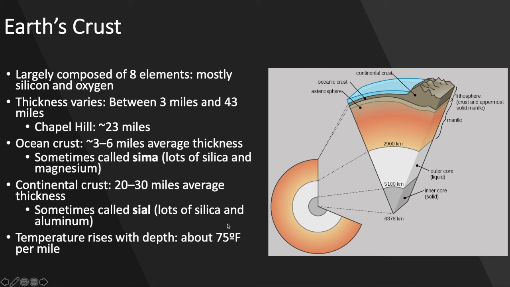The temperature rises as you go down with depth. For every mile that you descend through the Earth's crust, you're going to increase the temperature by about 75 degrees. So it can get pretty hot pretty quick.